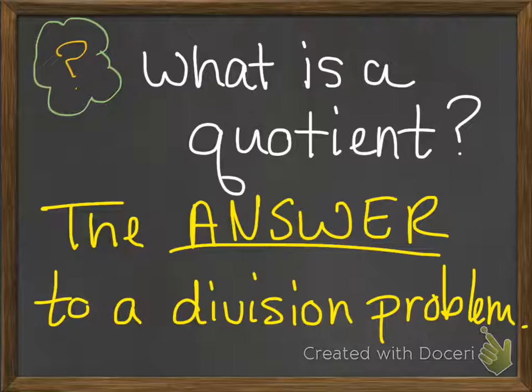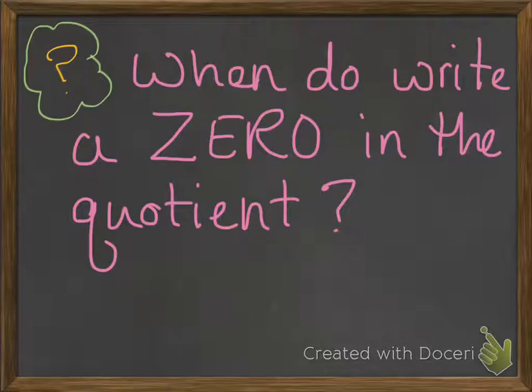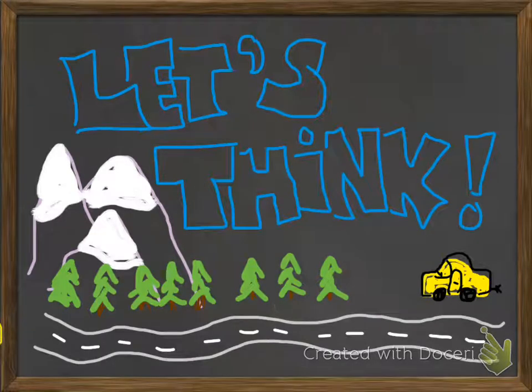And today we're going to be talking about how we figure out when to put a zero in the quotient, and when a zero is not needed. So that's our big question. When do we write a zero in the quotient? So let's think for a moment.